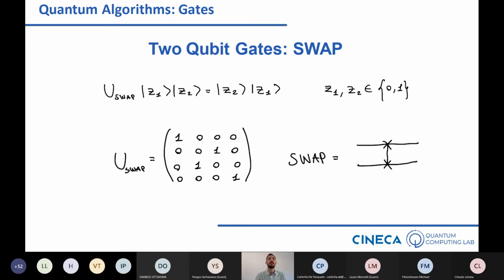Swap gate. Okay, this is a 2-qubit gate. So swap basically is something that looks like this. So if your initial state is zeta 1, zeta 2, and you swap them, what you get is zeta 2, zeta 1. Okay. You see the matrix form like this one. Of course, you see here now that if they were here and here, it was the identity. You just swap it. Okay, you just exchange the two, and the symbol for the swap gate is this one.